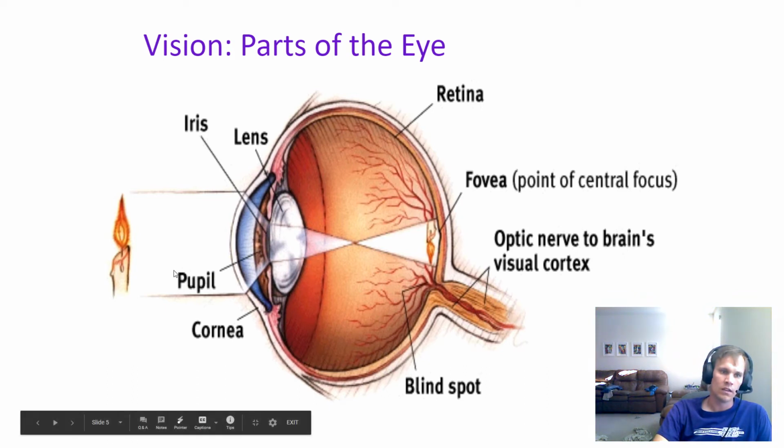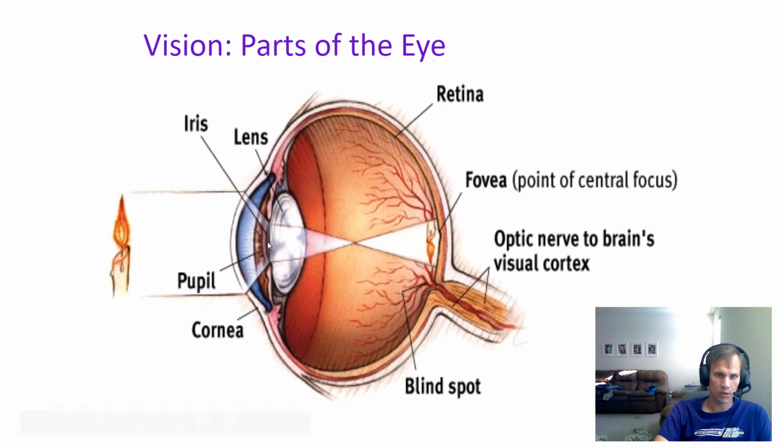Then that light passes through your pupil right here, which is the dark, black part of your eye. That's just an opening. And then through your lens, which helps to focus it. That's right behind there. And then you have your iris, which is the colored part of your eye.